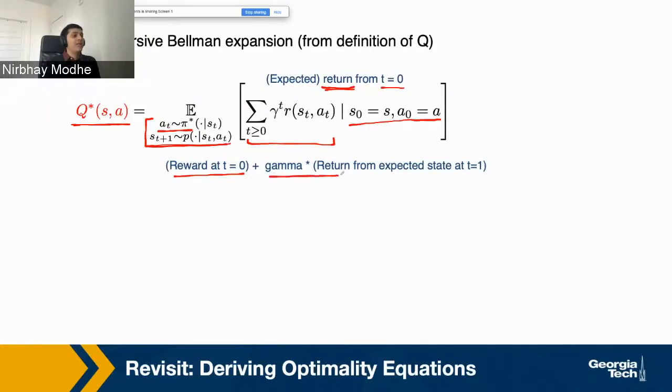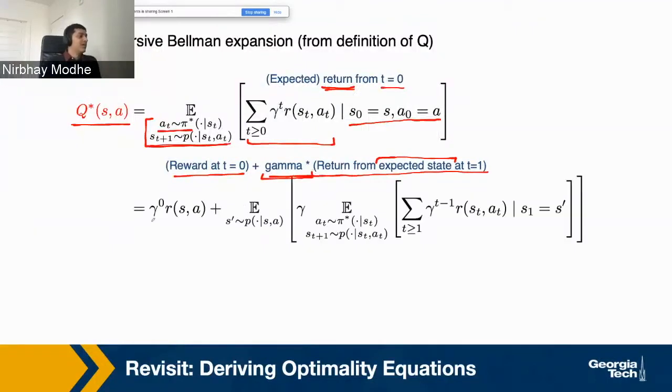And what we're going to write on the right hand side is the return starting from the state which is reached at t equal to 1. Since there's an expectation over our next states here, it's going to be the expected next state at t equal to 1, multiplied by a factor of gamma, which you'll see now. What I've shown you here is basically the first term of this summation, which is gamma power 0 times the reward of taking action A at state S. And the right is what is the expected state after one time step. So after taking action A at state S, what is the expected S prime that I will reach?